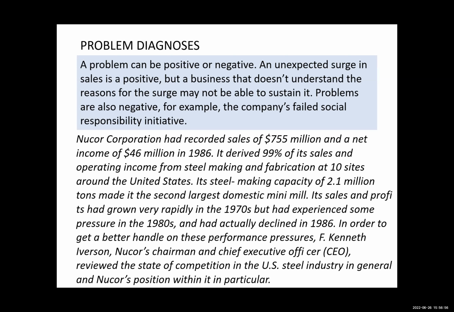Nucor Corporation recorded 750 million in sales and a net income of 46 million in 1986. It derived 99% of its sales and operating income from steel making and fabrication at 10 sites. Its steel making capacity of 2.1 million tons made it the second largest of the domestic mills. Sales and profit had grown very rapidly in the 70s, but had experienced some pressure in the 80s and had actually declined in 86. Note down the chronology.